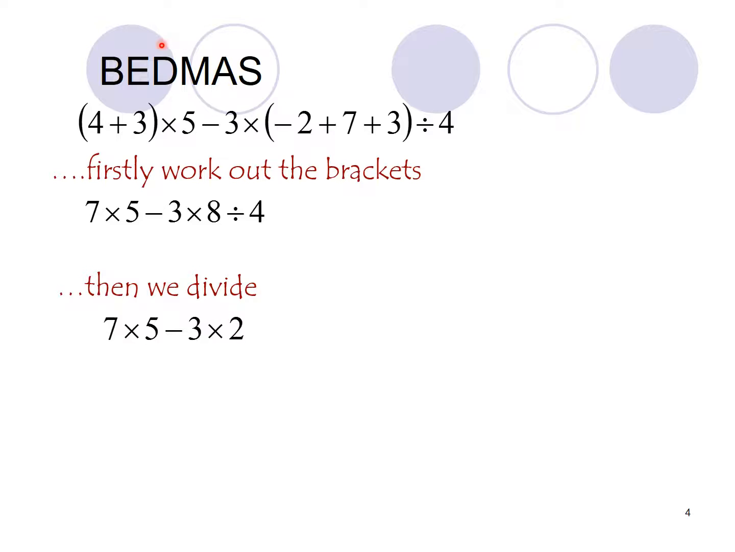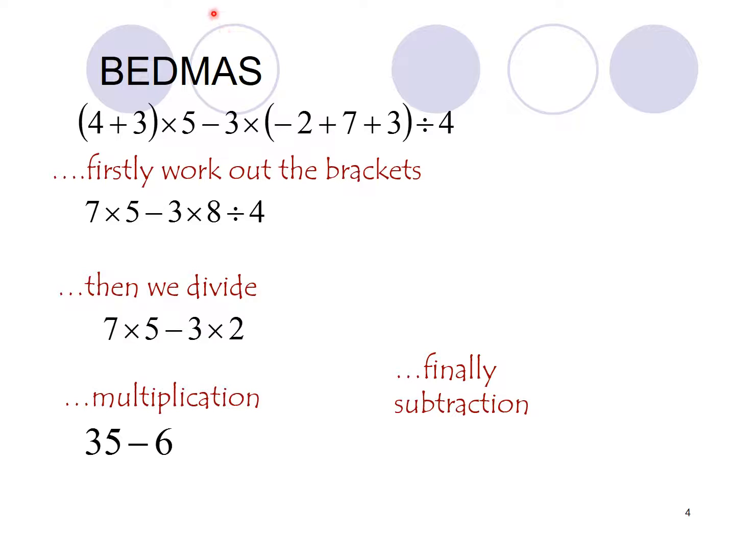The next thing it says to do is multiply. So we have two sets of those. We have the 7 multiplied by the 5, and we have the 3 multiplied by the 2. 7 5s are 35, 3 2s are 6. Next thing it says is addition. We don't have any addition, so we move to the next one, which is subtraction. So we'll do our subtraction last. 35 minus 6 is 29. So 29 is the answer to this sum. And we would have got a completely different answer if we'd done it in a different order. So it's really important that you follow the BEDMAS rule.